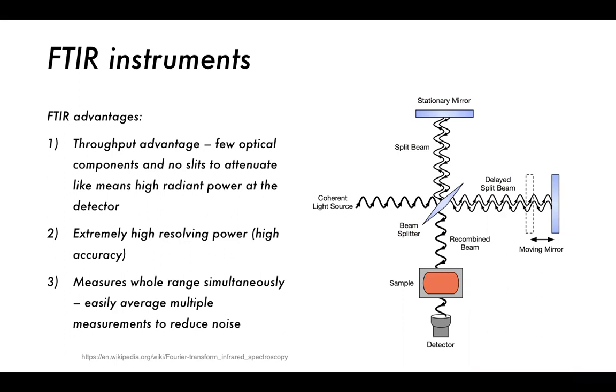We have extremely high resolving power, which means that we have high accuracy, and we measure the whole range simultaneously, which means we can easily average over multiple measurements to reduce noise. So any inherent noise in the spectrum can easily be removed by just scanning several hundred times, assuming our sample doesn't change over that period of time, which in general it doesn't, but some do. Some will absorb water and things like that over time, which you can actually measure using FTIR. You can measure the absorbance of water as a function of time if you plan your experiment correctly.